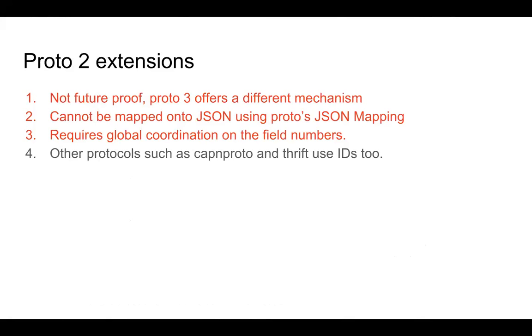Now, extensions have a lot of problems. Extensions are not future-proof because Proto 3 does not support extensions. So this is kind of a dead end if you want to pick up this particular way of defining things. The other thing is that protocol buffers have a canonical mapping into JSON and extensions don't have that, so things break when you try to do that.